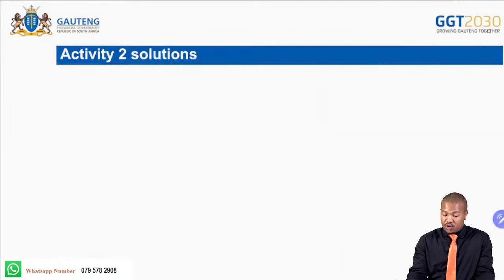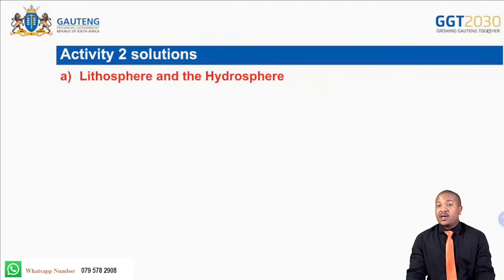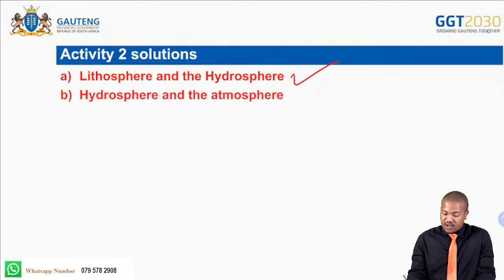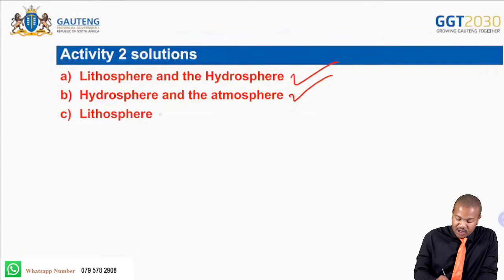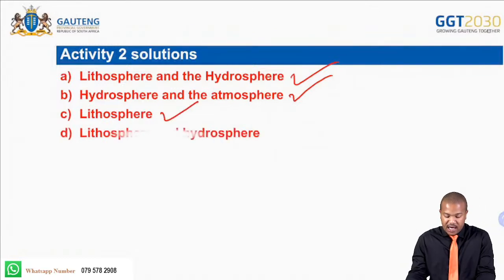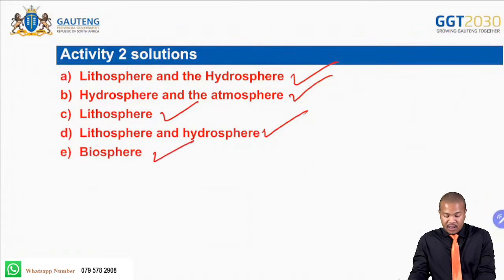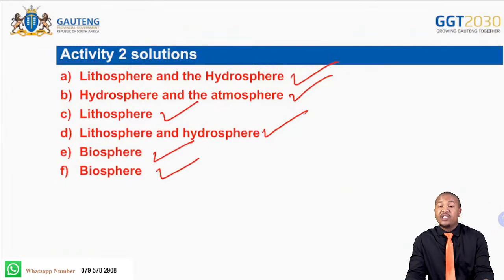Now let's look at the solutions. Number one, the spheres interacting with one another are the lithosphere and the hydrosphere. Then B, it is the hydrosphere and the atmosphere. C, it is the lithosphere only. Then D, it is the lithosphere and the hydrosphere. E is our biosphere. Then F is the biosphere again. So I'm going to give you the last minute now to copy down corrections. Then after that, we're going to wrap up our lesson.